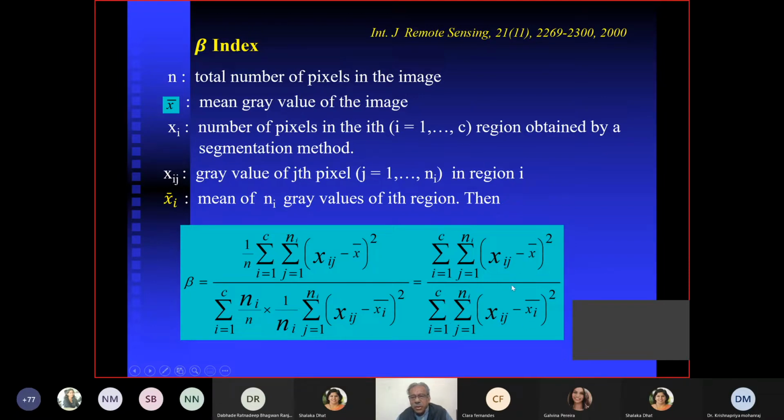So if you look at this for a number of C, where C is the number of regions, you can see we like to have higher values of numerator and lower values of denominator. A higher value means your difference of every region from the total mean value of the image should be higher, and the other should be lower. That means homogeneity is more within a region, and considering the entire image, homogeneity is less. So this should be more, this should be less.